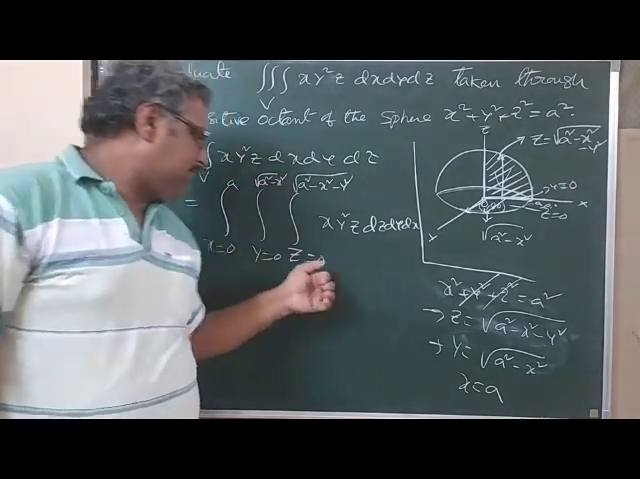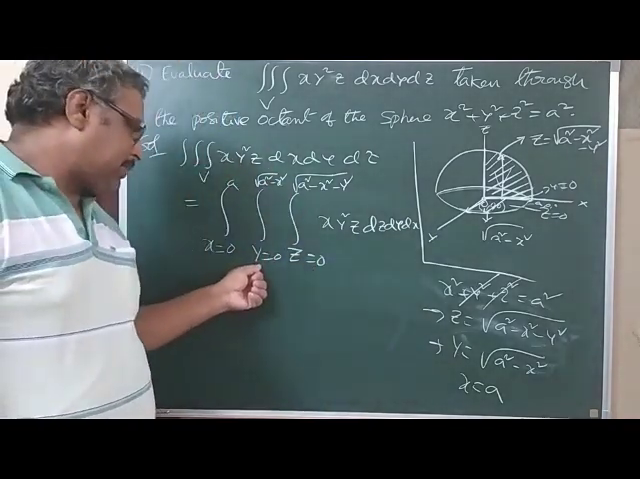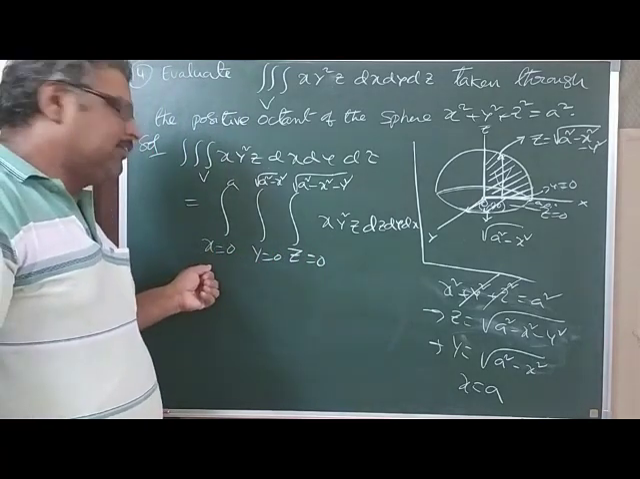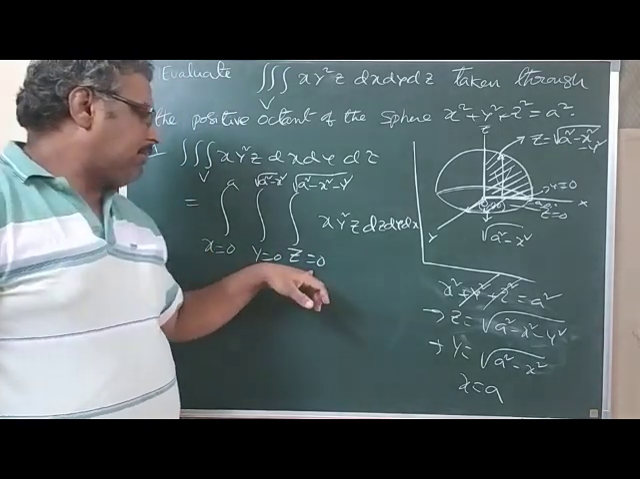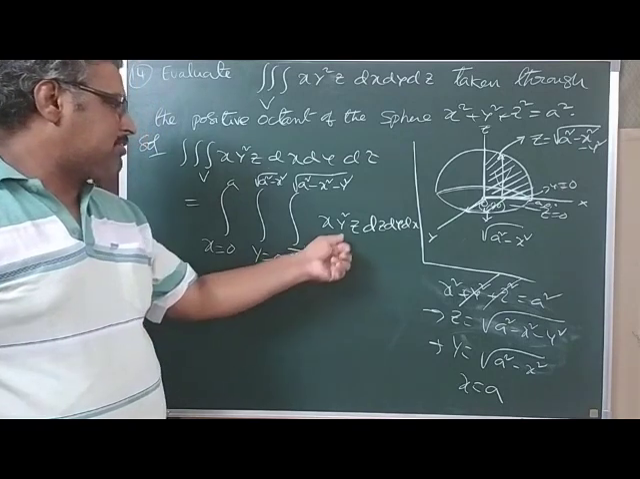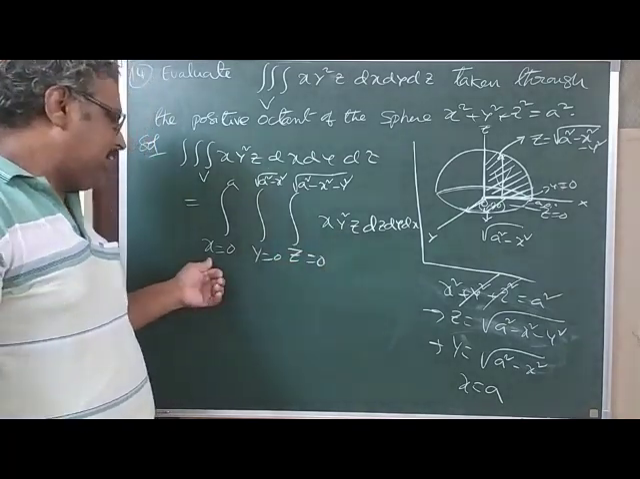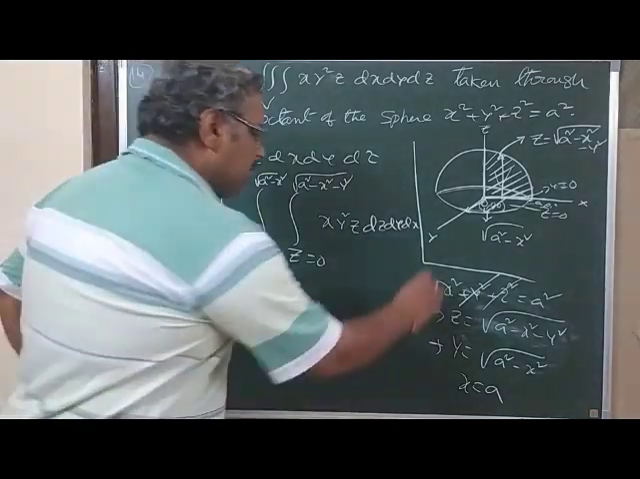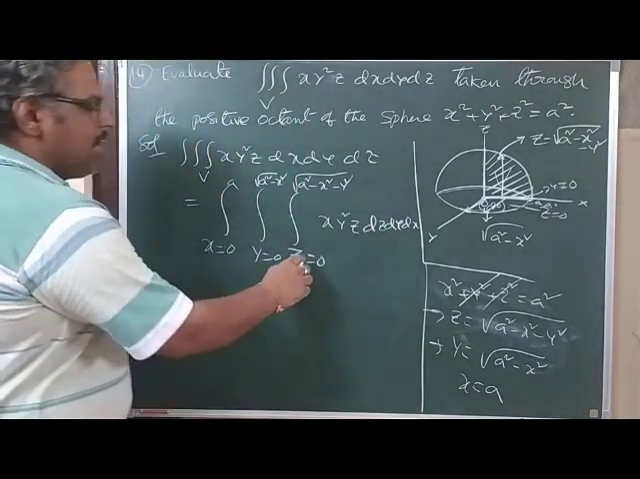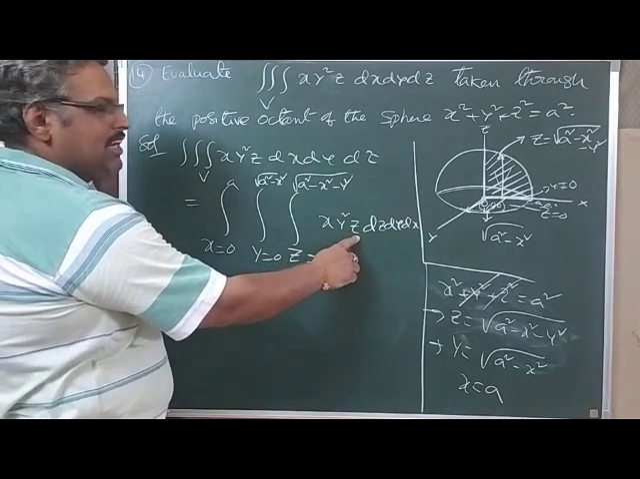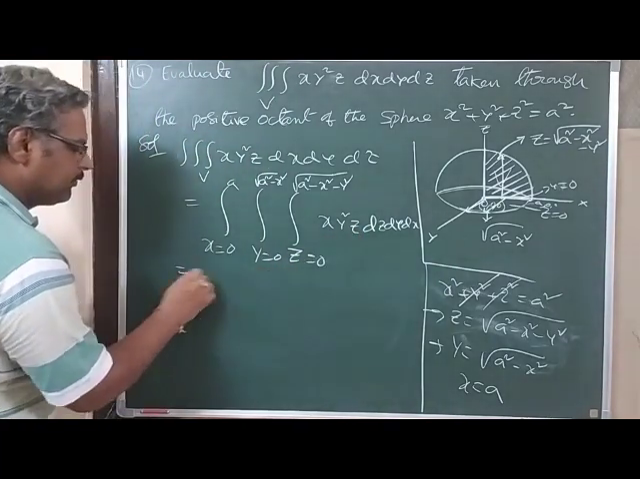Now we will evaluate with respect to z, then with respect to y, then with respect to x. So we integrate with respect to z, treating the other variables x and y as constant, then integrate with respect to y, then integrate with respect to x. Now what is the integral value? The integral of z with respect to z is z square by 2.